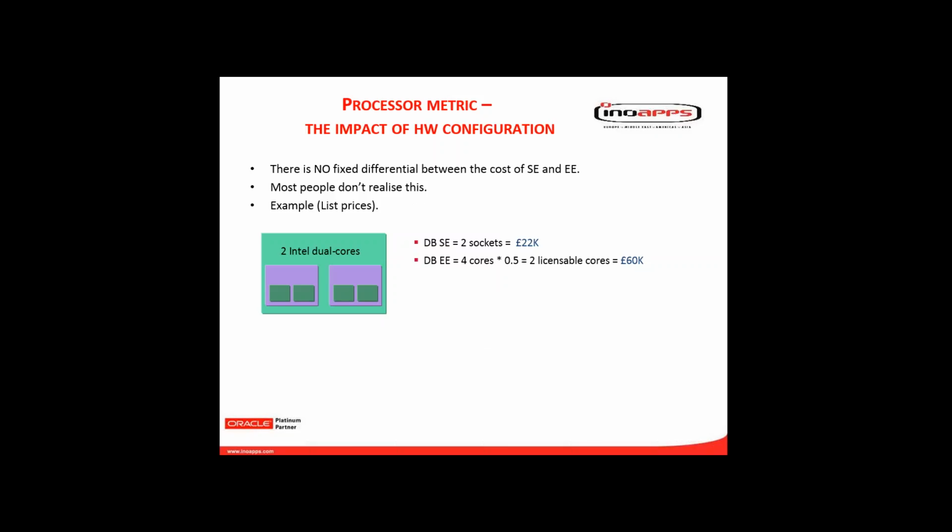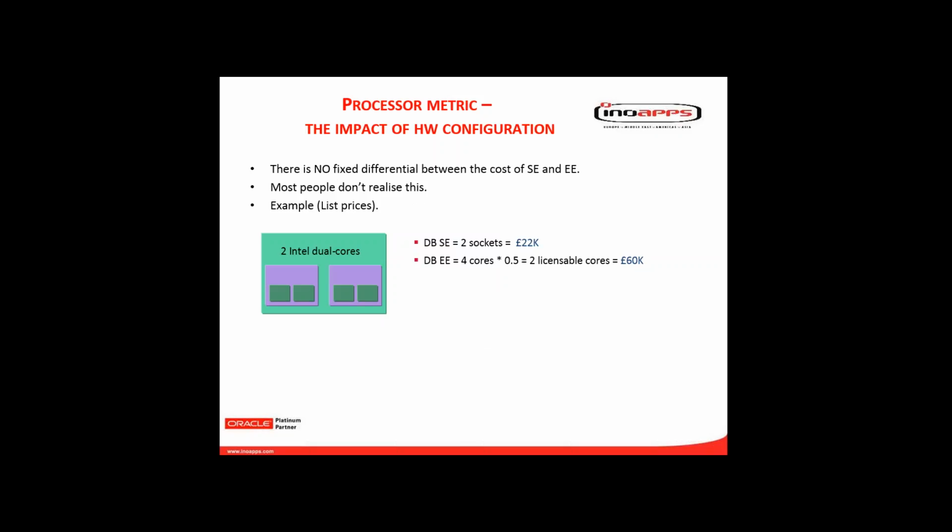Okay, and people don't realize some of the nuances of processor metric and the impact of hardware configuration. I make this statement: there is no fixed price differential between SE and enterprise database, for example, which sounds strangely shocking because you can go to the price book and say, well, there's the price of standard and there's the price of enterprise. But of course, the processor means different things.